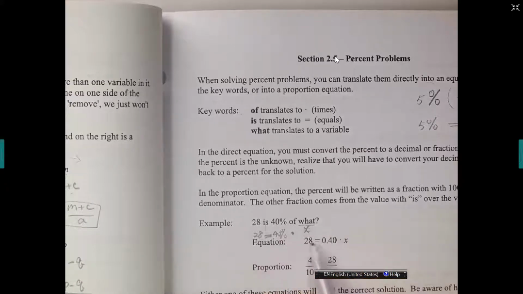And then, we never want to work with a percent number, so convert the percent number to a decimal. So this number turns into 28 equals 40%, which is 0.40. So 0.4 times X. Okay, done with the equation.